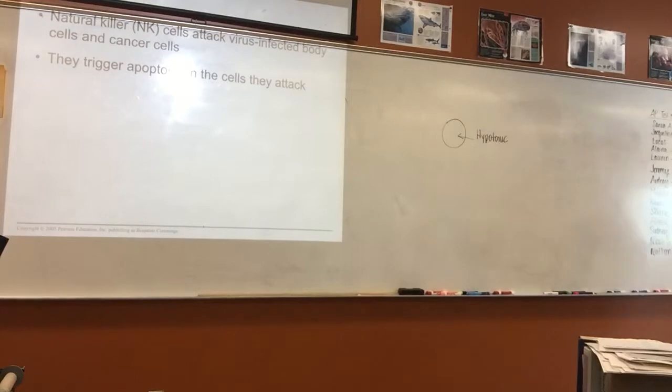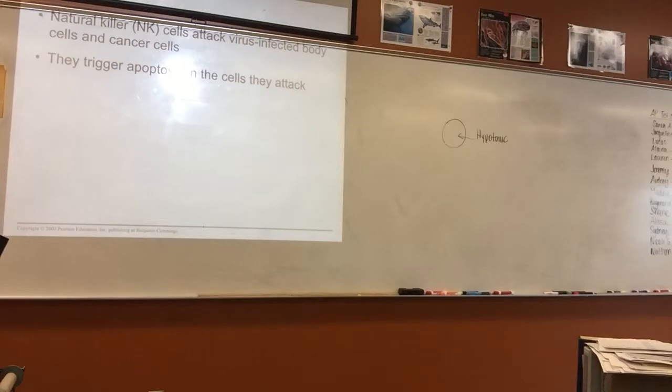These are cells that we have that attack virus-infected body cells and cancer cells. Remember, there's something going wrong with cancer cells. And how viruses work is that when they infect cells, they basically turn your cell into a virus-producing factory. So one infected cell can now make many viruses and release them to go attack other cells, and then you get more and more virus-infected cells. So a virus-infected cell is not a good thing.